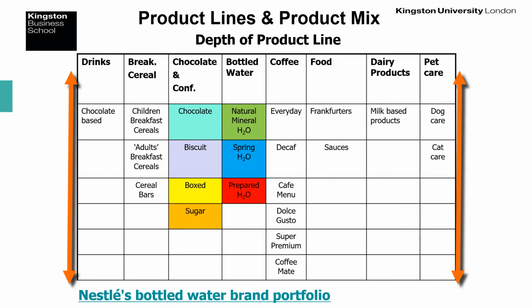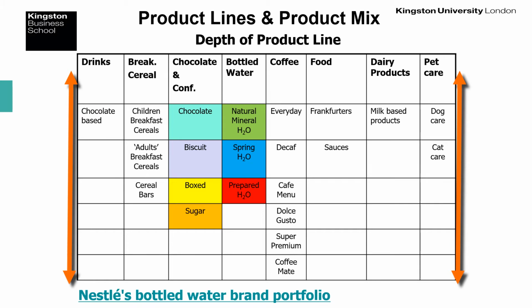So we have our columns as product categories. We've got drinks and breakfast cereals and chocolate and sugar confectionery and bottled water, etc. Each column representing a different product category. So if we just focus on looking down those columns at the moment, what we're looking at here, if you remember, is the depth of the product line. So you can see in drinks, it's not particularly deep. There's only one entry, chocolate-based drinks.